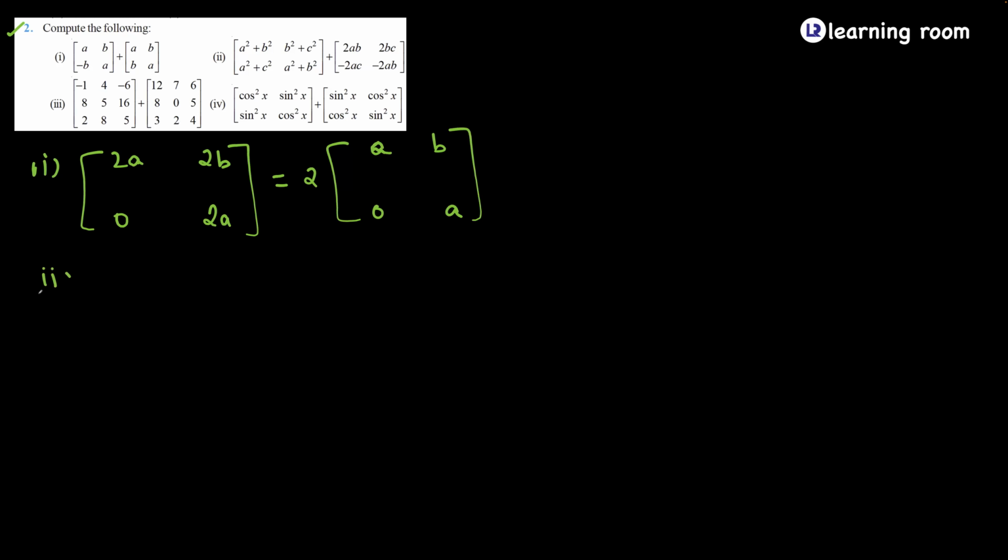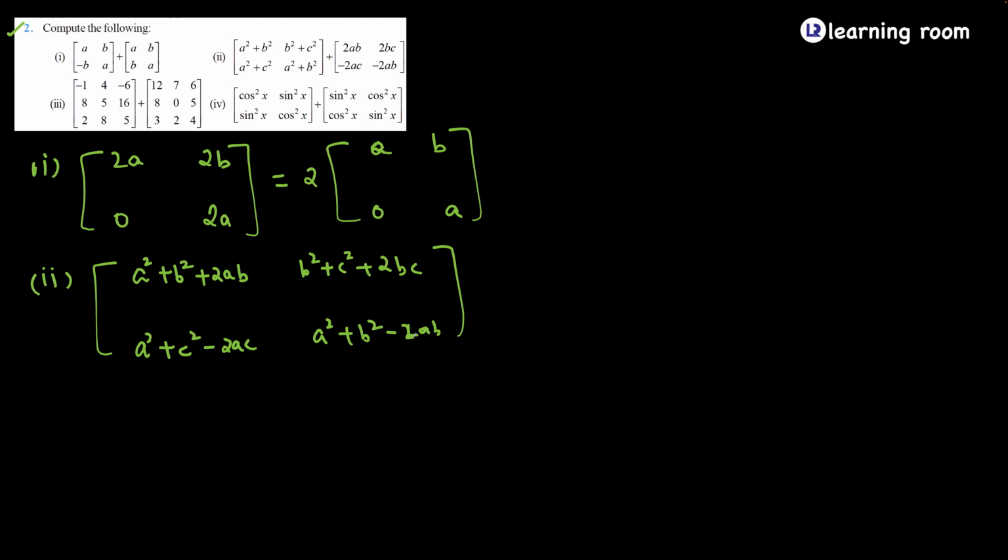Second. So A square plus B square plus 2AB. So what will the answer be? Here it is going to be B square plus C square plus 2BC, A square plus C square minus 2AC, A square plus B square minus 2AB. Okay. So what will this answer be? It is going to be A plus B the whole square, B plus C the whole square, A minus C the whole square and A minus B the whole square. So this will be the answer.